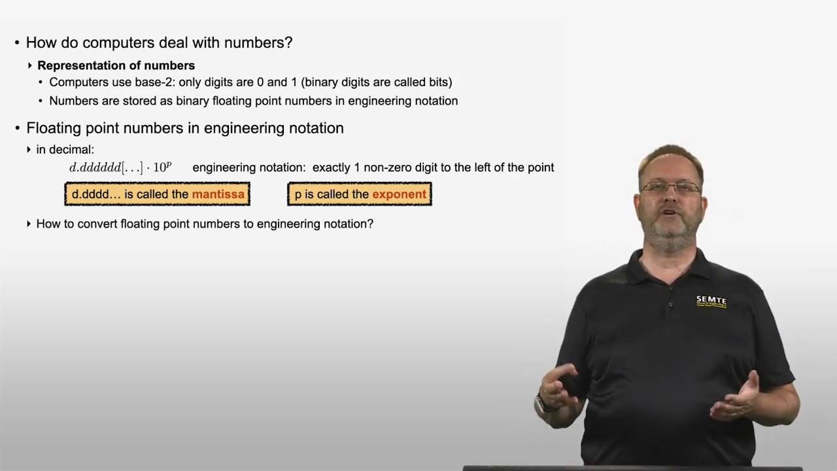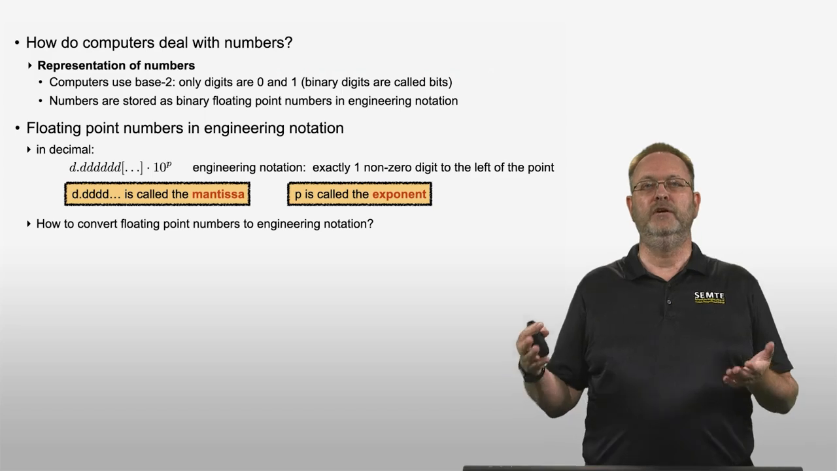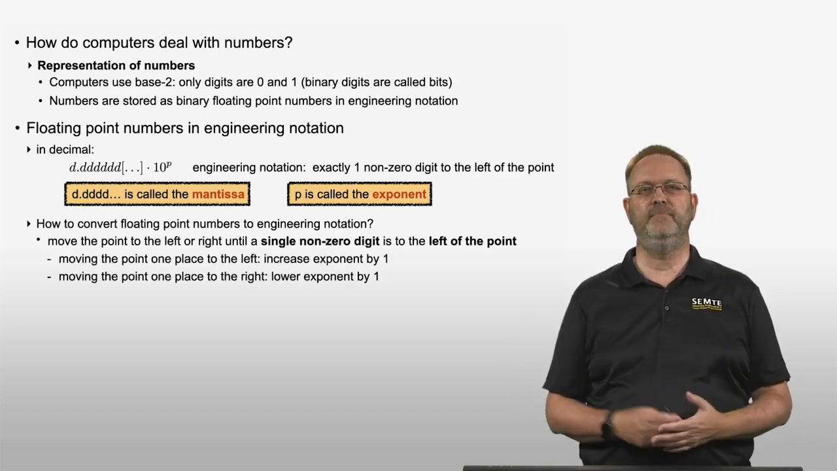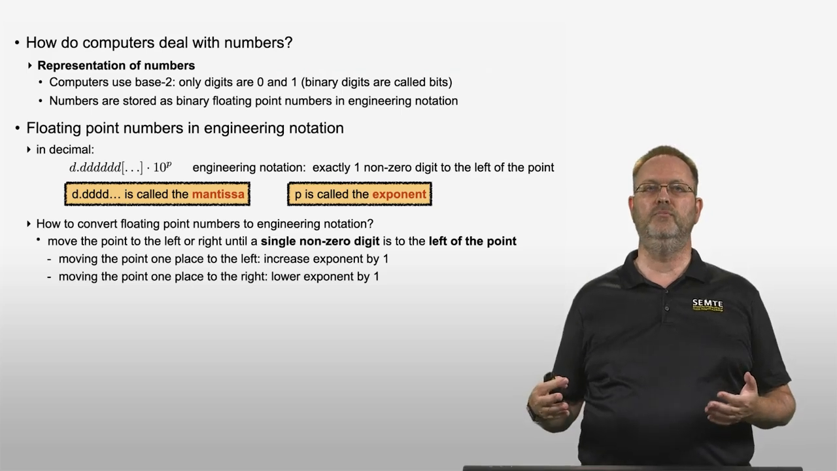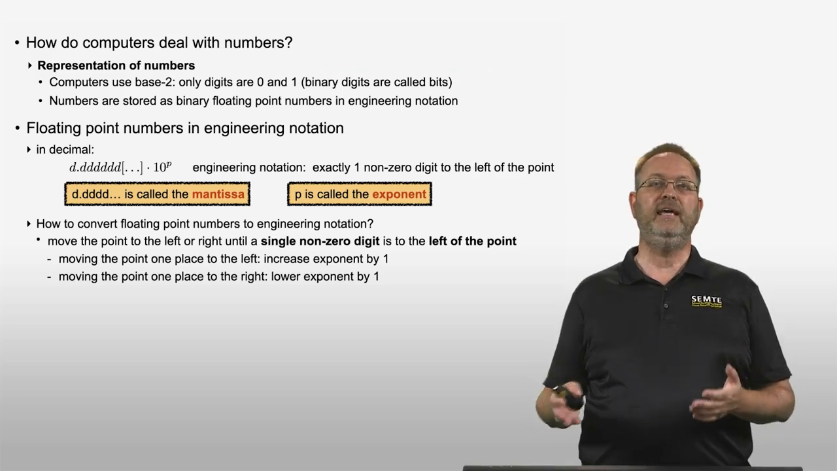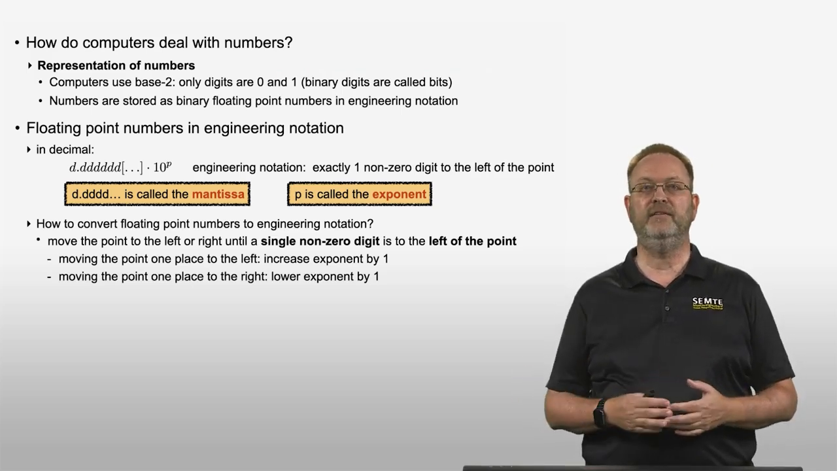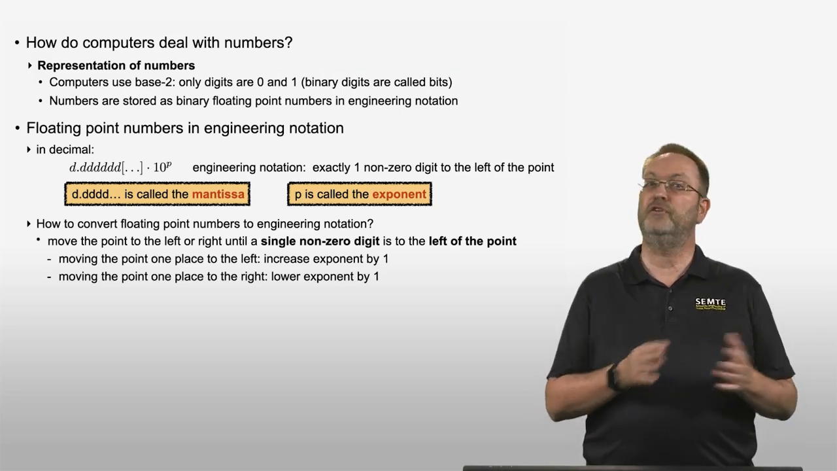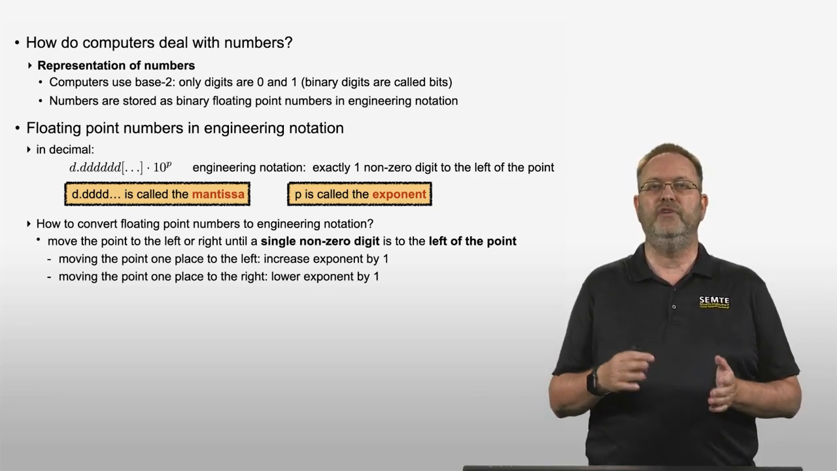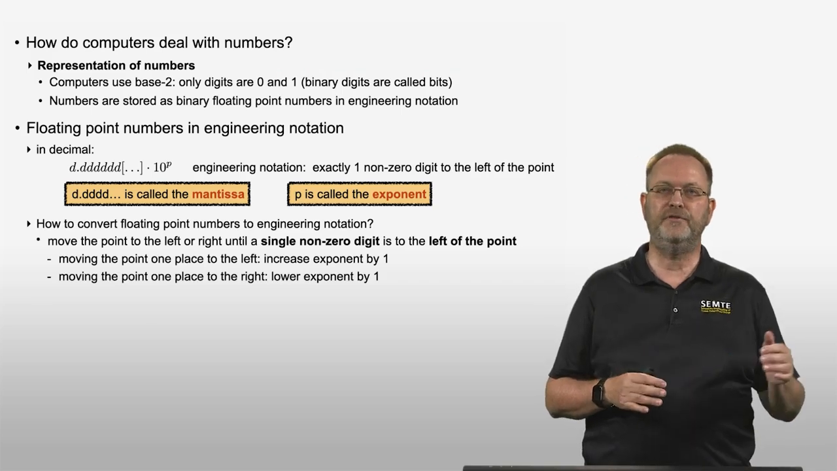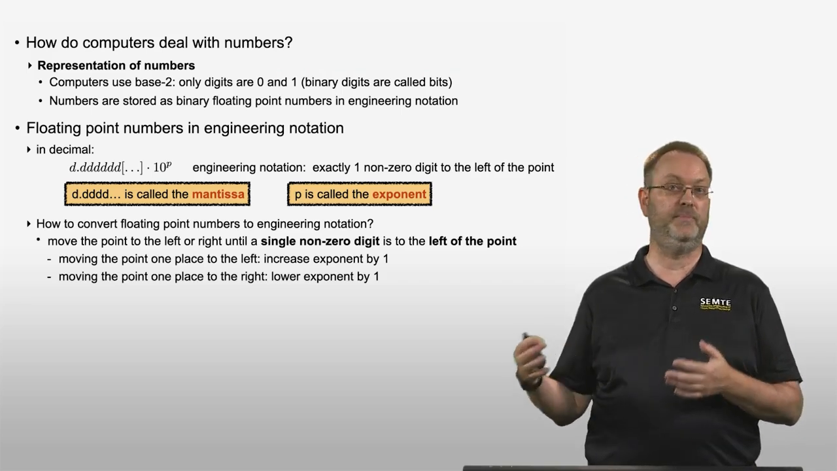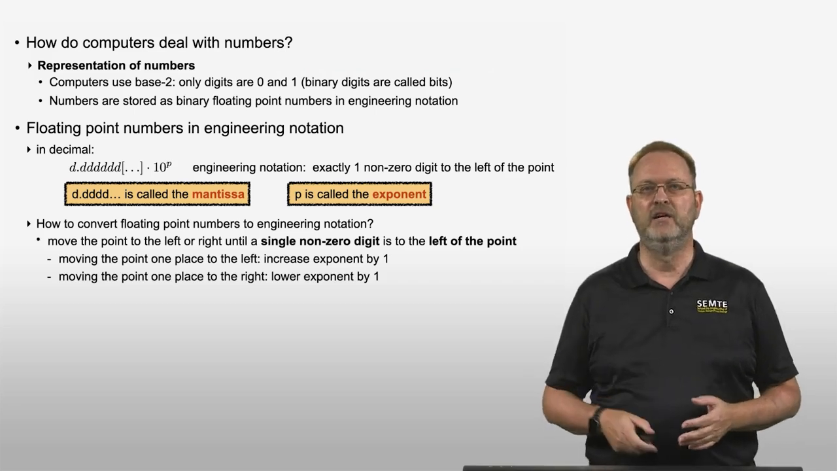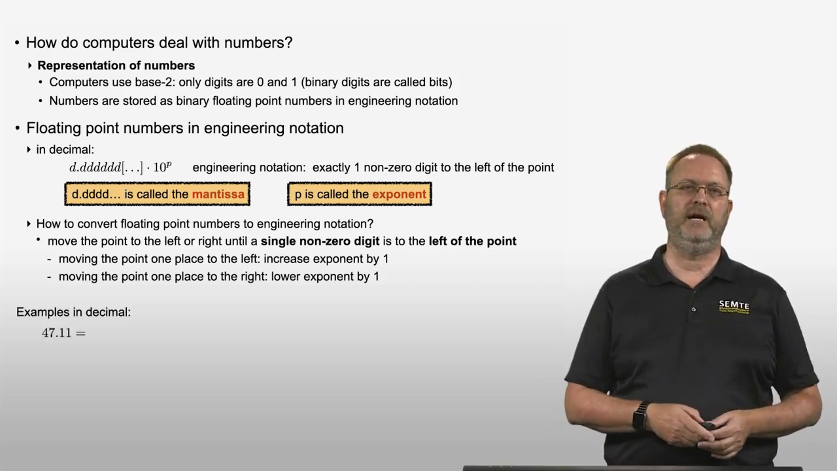Now, how do we convert a regular floating point number to engineering notation? At its heart, it's a pretty simple algorithm. All we need to do is move the decimal point either to the left or the right until there is a single non-zero digit to the left of the point. Moving the point one place to the left would increase the exponent p by 1, and moving the decimal point one place to the right will lower the exponent by 1.